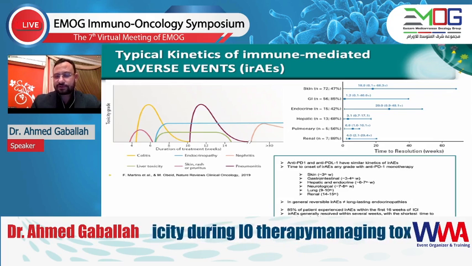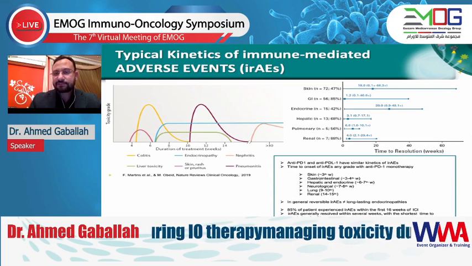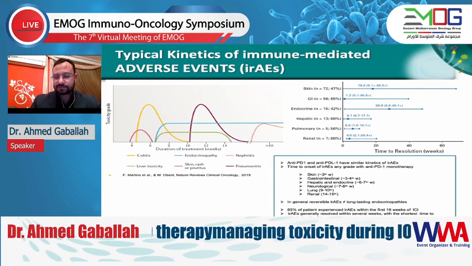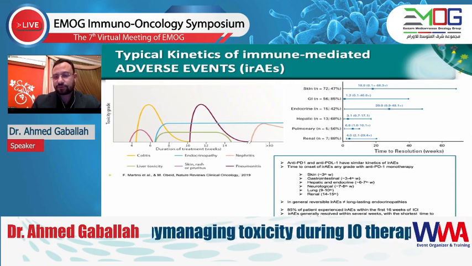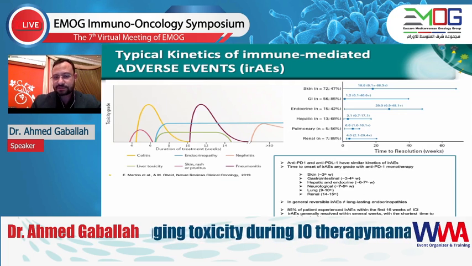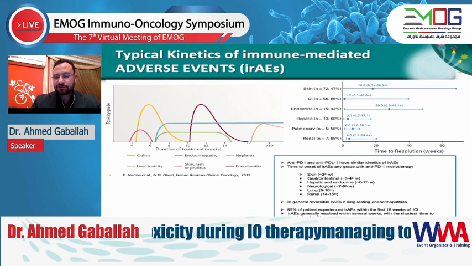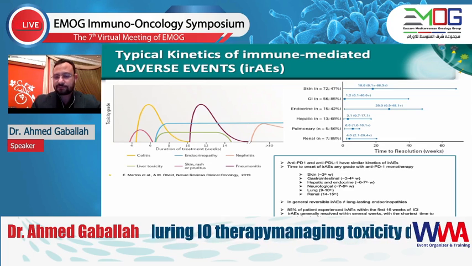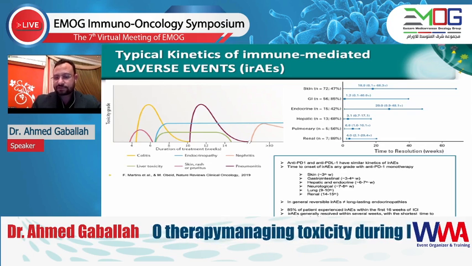Most of the toxicity resolves spontaneously within a few weeks, except for the skin and the endocrinopathies, which may last for some time. Usually, the skin reaction occurs within 3 weeks of initiation of the treatment, followed by the colitis and GI symptoms, which occur after 3 to 4 weeks. Most of the patients, 85% of the patients, experience the immune-related adverse event within 16 weeks of initiation of the immune checkpoint inhibitor treatment, and they resolve within several weeks.